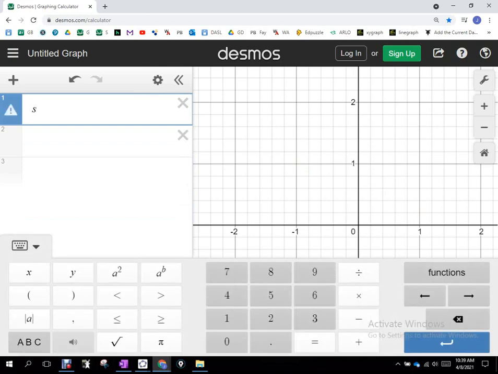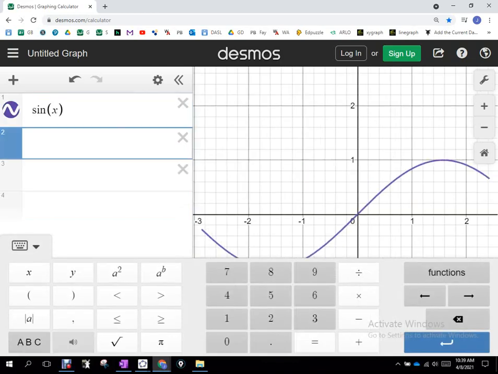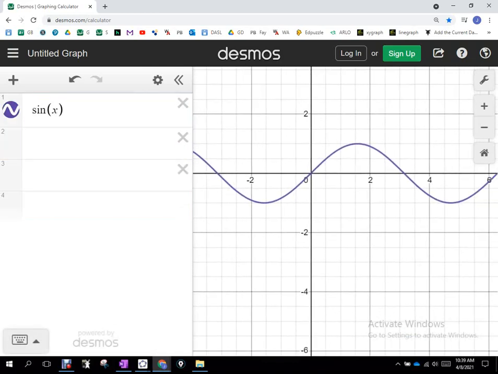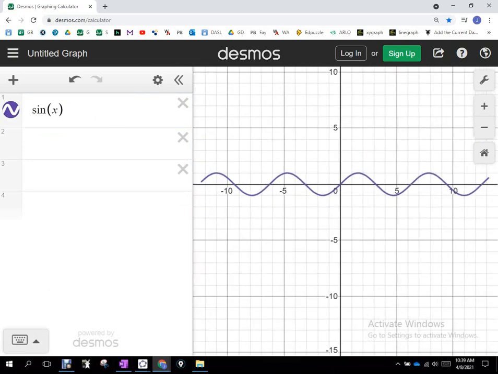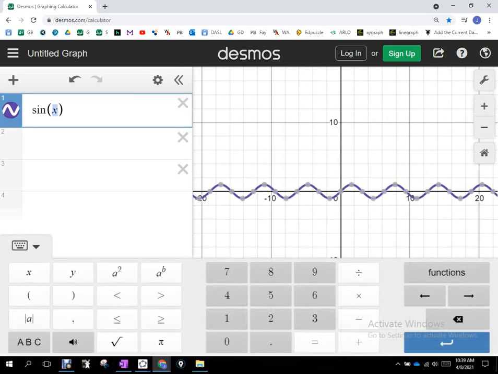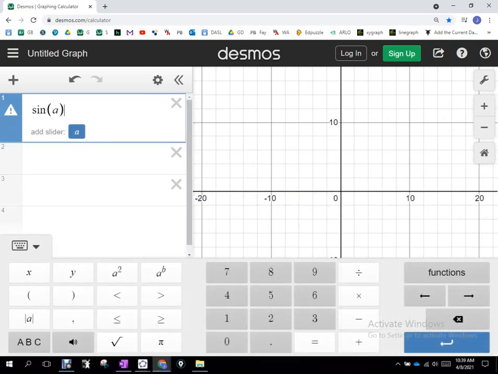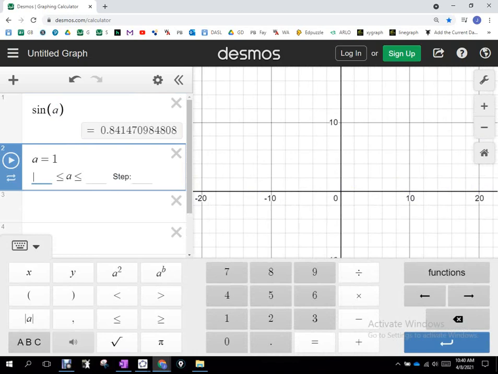If I graph sine of x, that's that graph right there, right? And the input x is all these values on the x-axis, okay? So basically what we're saying is that I could take a value and go from that number there to that number there.